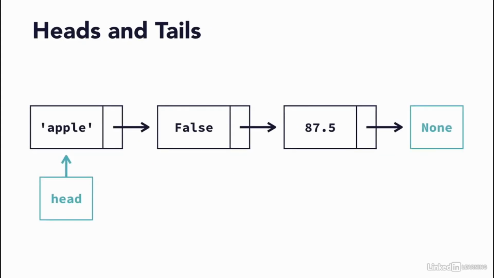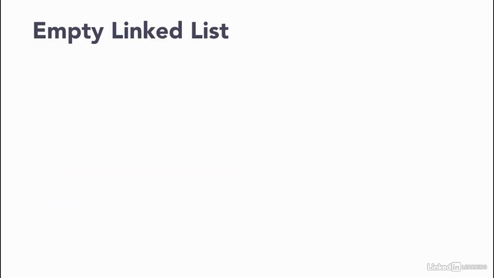The entry point to a linked list is called the head. The head is not a separate node, just a reference to the first node of the linked list. The end of the linked list is indicated by a node whose pointer points to none instead of to another node's location in memory. If the head reference points to none, then we assume the linked list is empty because there's nothing there.